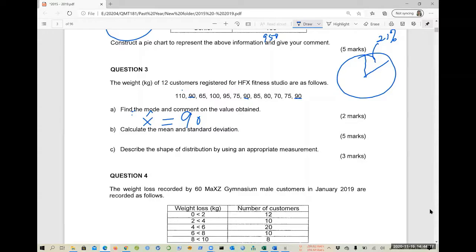Yes, saya. Boleh ulang lagi sekali tak yang komen tu? Okay, yang komen. Okay, in terms of the comment, whenever I give you a comment, this is what you need to do for mean, median dengan mode.